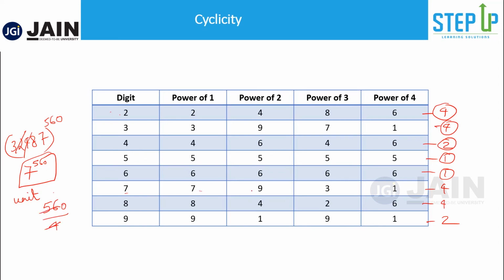That means one power is 7, 9, 3, 1. That means the last digit of this number would be 1. So let's solve a few questions.